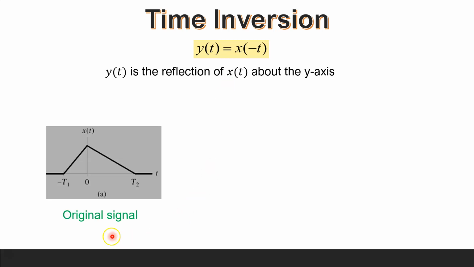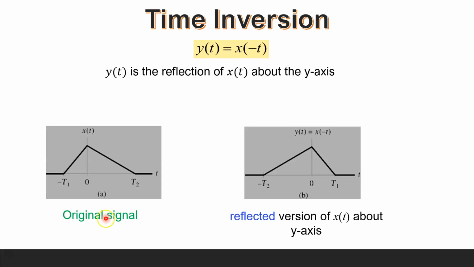So for example, you have an original signal like this. If the time of this original signal is inverted, or multiplied by -1, you will get a resultant signal as shown in this figure, which means that the original signal is reflected about the y-axis. So now this minus t1 becomes positive t1, and this positive t2 becomes minus t2.